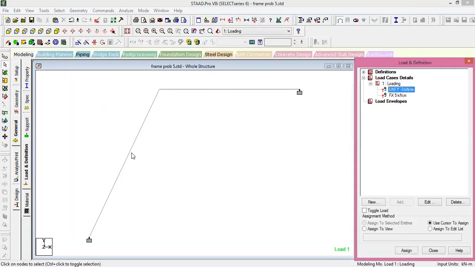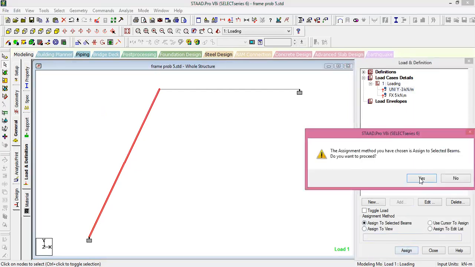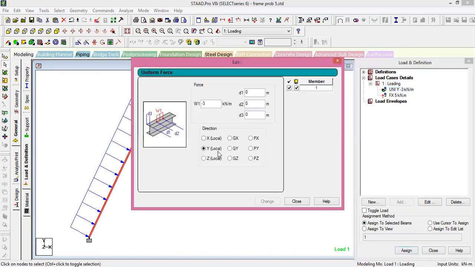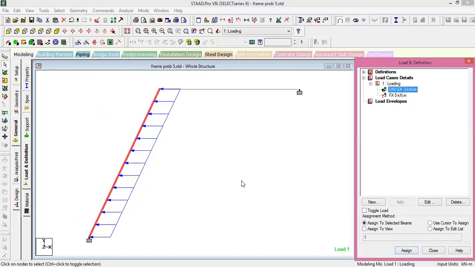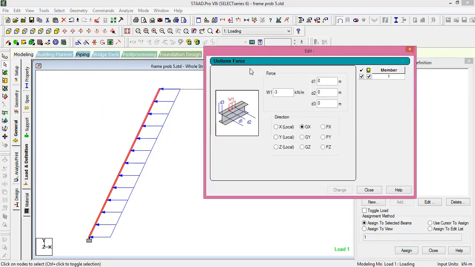So let's see how this works. Select this member, assign to the selected beam, assign. You can see now the load is acting along the local axis. If suppose you would have taken it as global x-axis, then how would it look? Here it would look like this. Okay, so that is not the correct way.